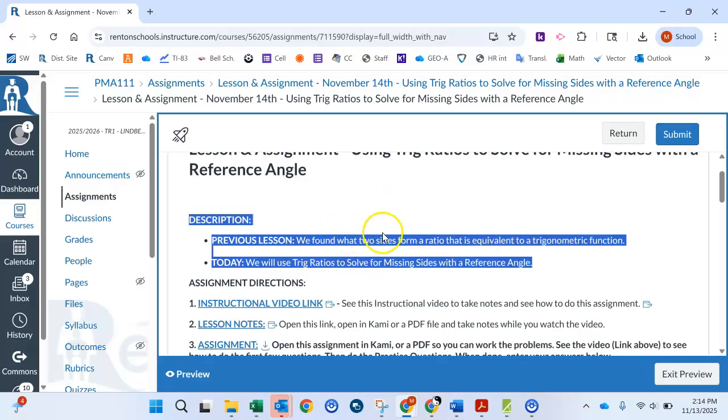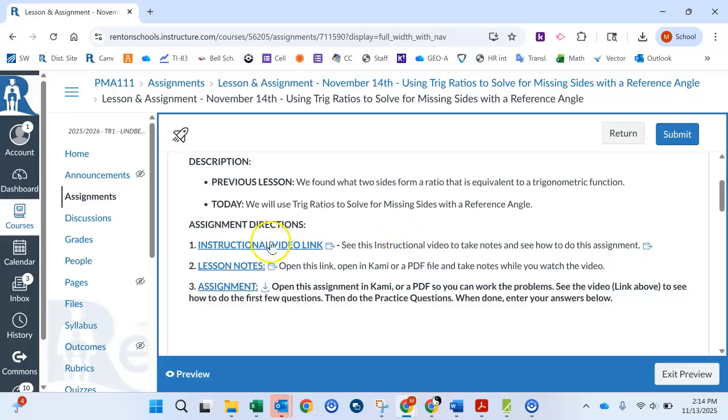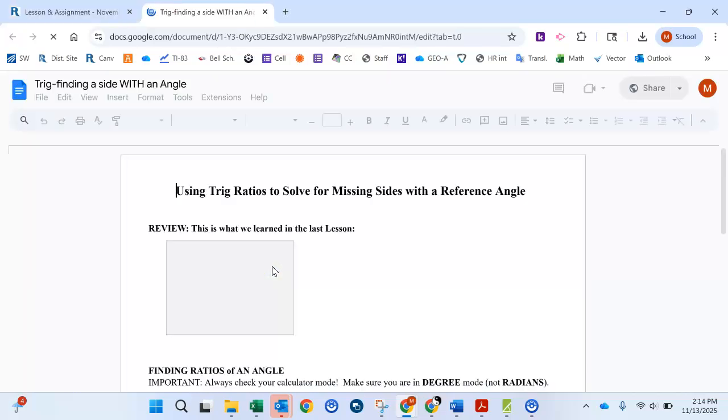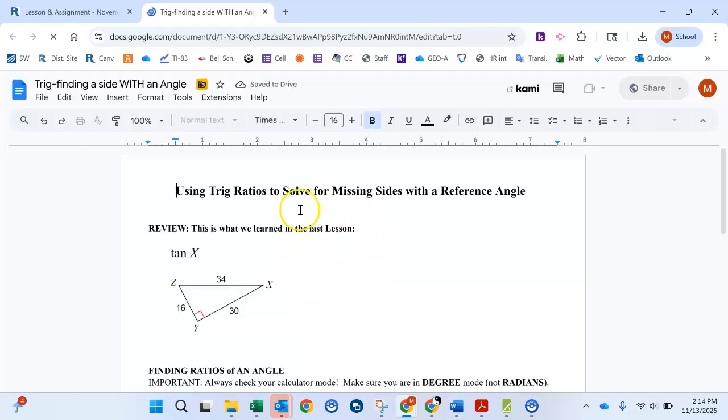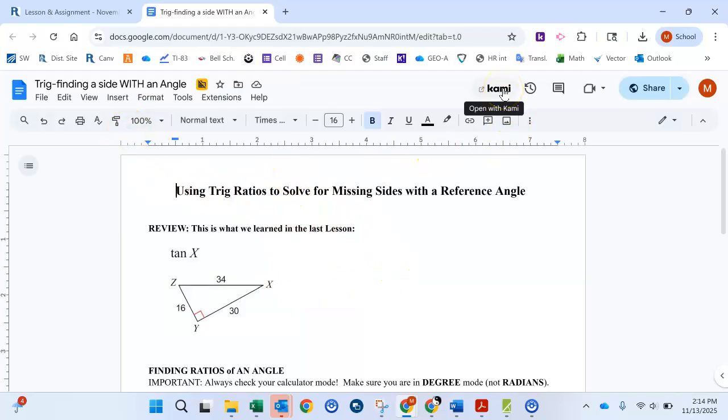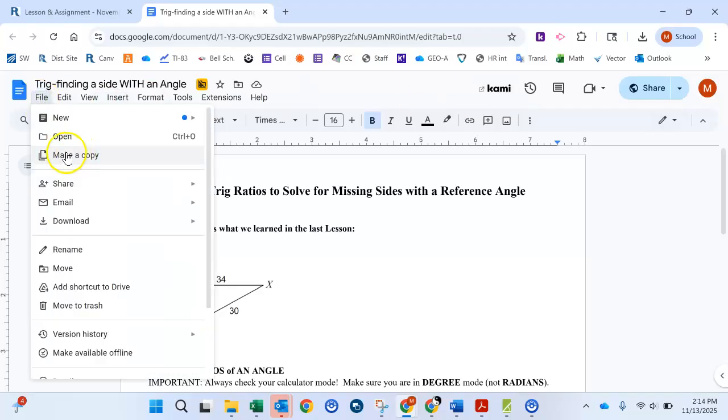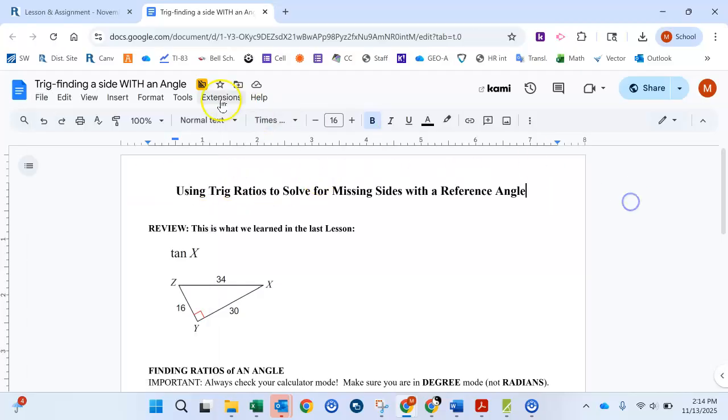Make sure to translate. Okay, so you're already watching the video. The first thing is we're going to take some notes before we do the assignment. So let's go ahead and open this link here, and you should see this document right here. If you want, you can open it with Kami. But first, remember, you've got to make a copy. Make a copy, and then you can translate if you want, and then open it in Kami so you can take notes.